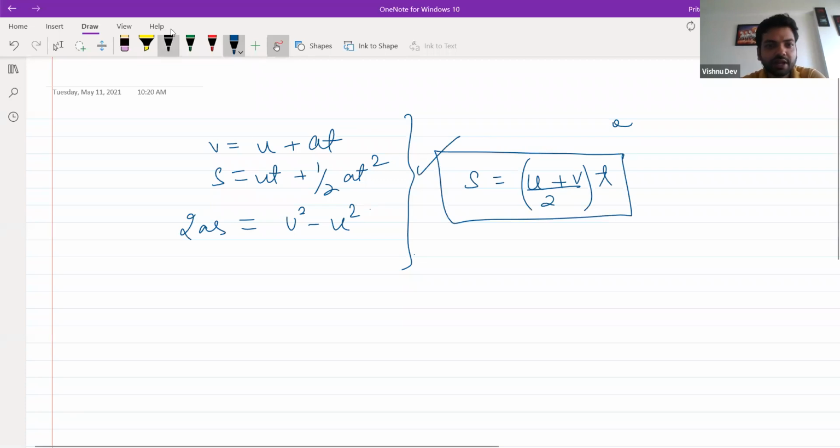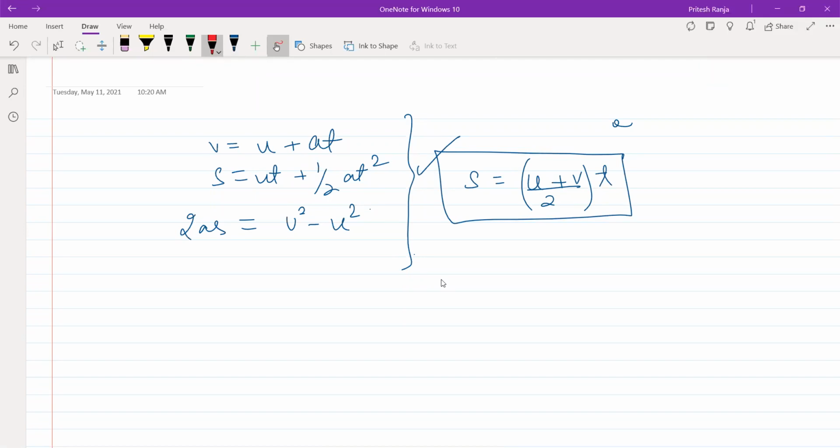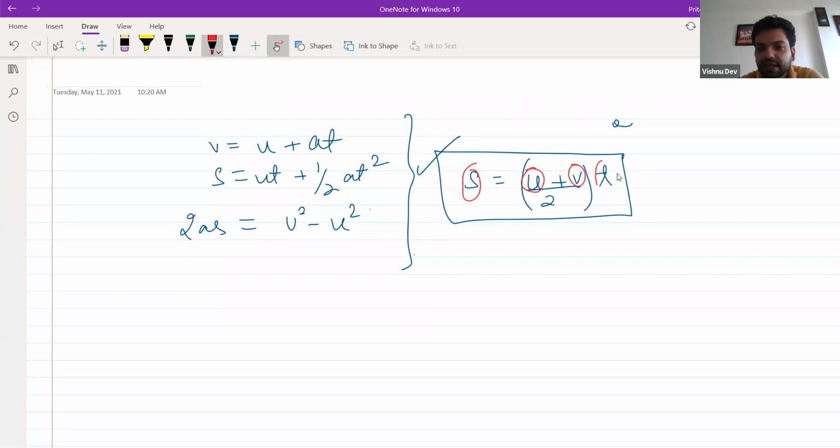Is this equation correct or not? You have to tell me. No. Because this equation also, you can see, is relating displacement, the two velocities and the time. This is also a right equation.